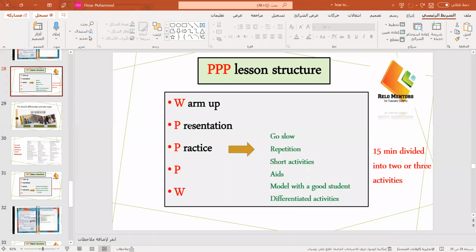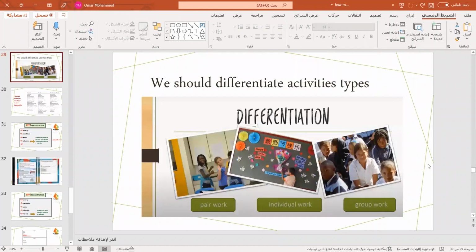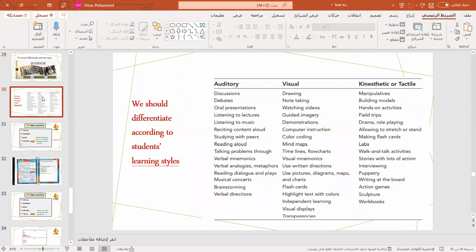So differentiation means that we include different activities that would address all learning styles, because some students learn more when they see a picture, others learn better when they hear a song or a story or something like that. Others like to move around the class, to do some activities, to go around, to help the teacher. So they learn differently.